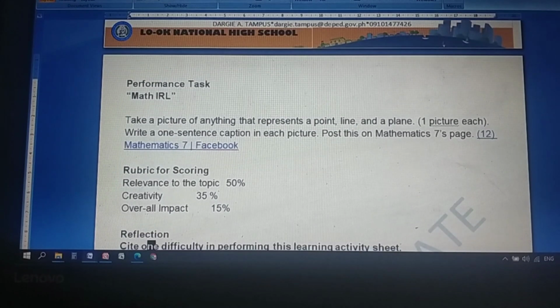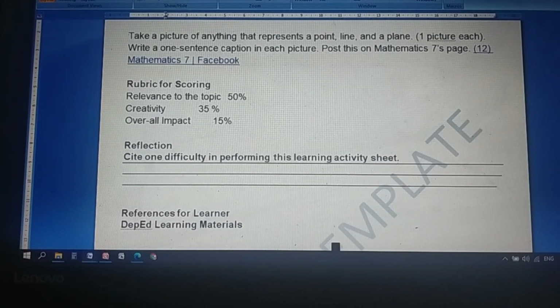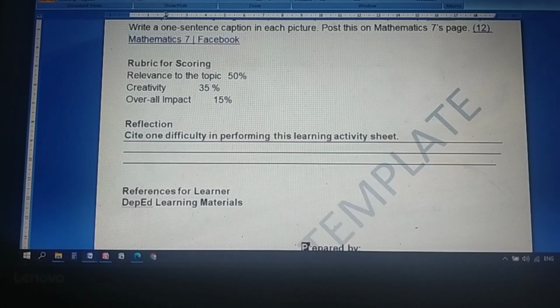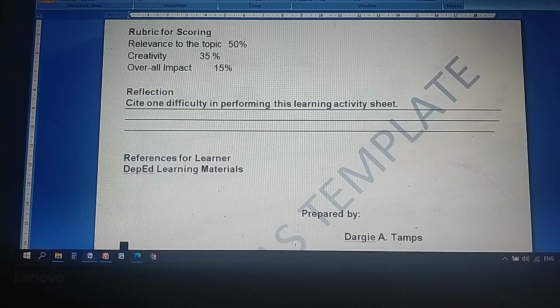Kindly take note of the rubric for scoring. Relevance to the topic 50%, creativity 35%, overall impact 15%. And I want you to write also a reflection on the difficulty in performing this learning activity sheet. That will be for this week.